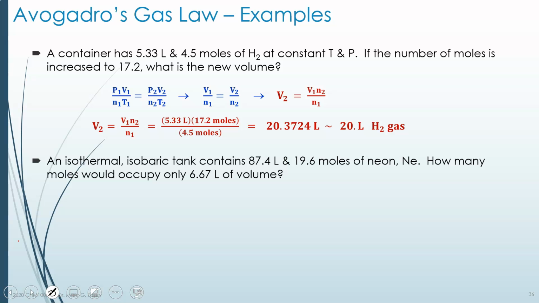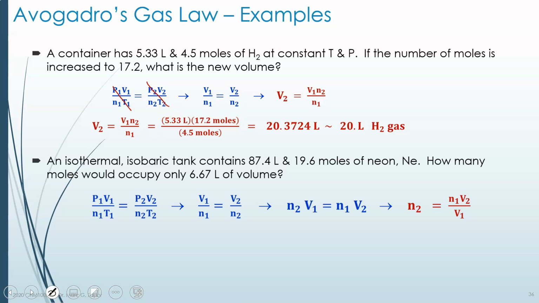There's another problem. An isothermal, remember what isothermal means? Temperature is constant. Isobaric tank. Isobaric means pressure is constant. Isothermal is temperature is constant. Isobaric is pressure is constant. So again, we can cancel out our temperature and our pressure from both sides of the equation, and we're left with the same Avogadro's equation as before, and we can cross multiply to make it simpler again and solve for our new number of moles, which is N2. We divide both sides by V1, and we end up with this final equation.